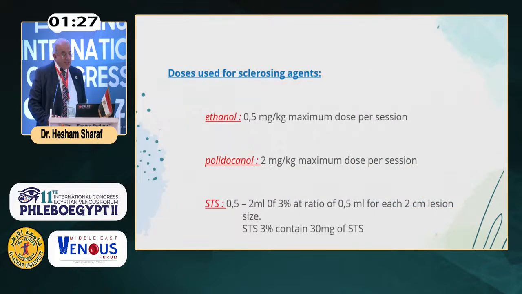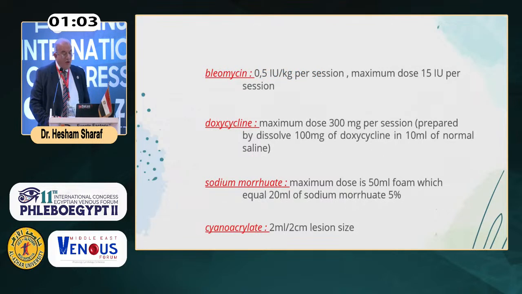Doses used for sclerosing agents: ethanol is very important, 0.5 milliliter per kg. Polidocanol, 2 milligram per kg maximum dose per person. And sodium tetradecyl sulfate, 0.5 milligram to 2 milligram of 3% at a ratio of 0.5 milliliter per 2 centimeter lesion size. Bleomycin, 0.5 international unit per kg. Doxycycline, maximum dose is 300 milligram per session. Sodium morrhuate, maximum dose is 50 milliliter foam. Cyanoacrylate, 2 milliliter per 2 centimeter lesion size.